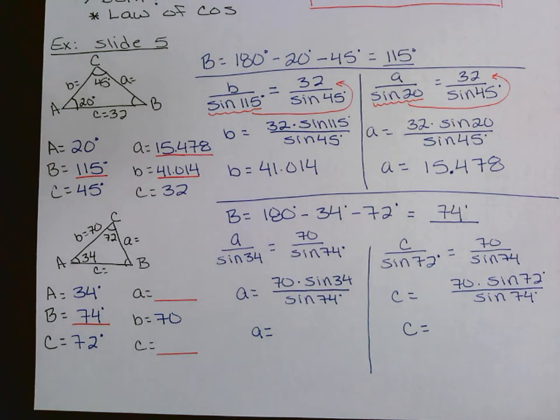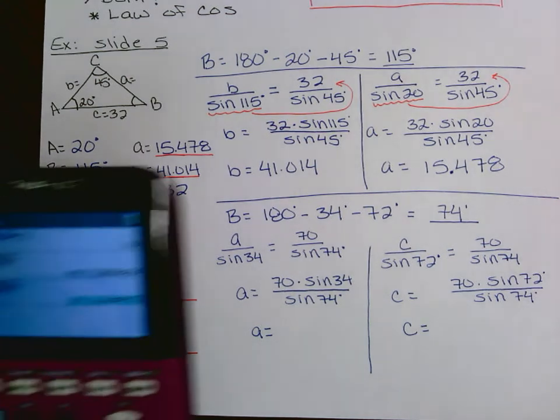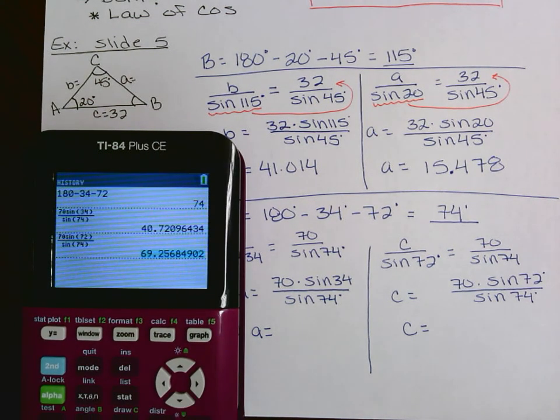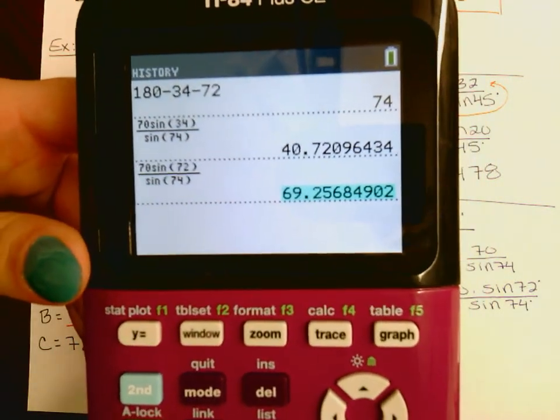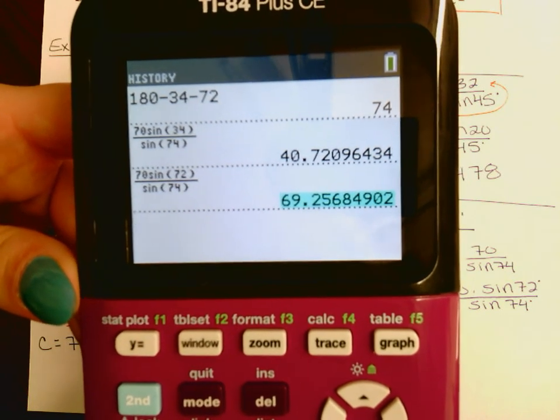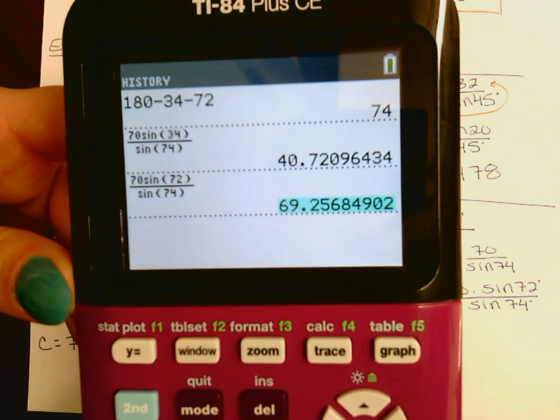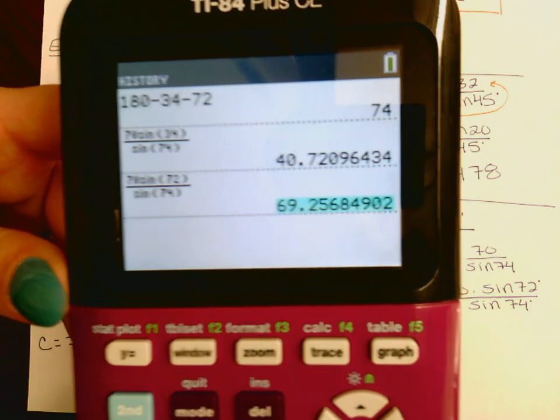So now we go to our calculator with both of these. And here's our first one. Let me put this a little higher. Okay, you should have gotten 40.720 on the first one, and then 69.256 for the second one.